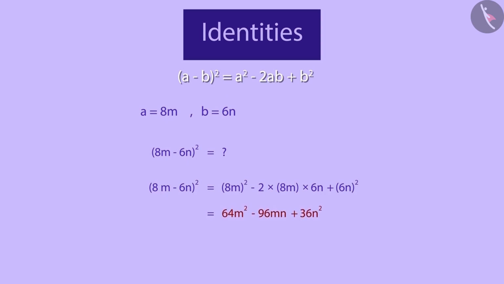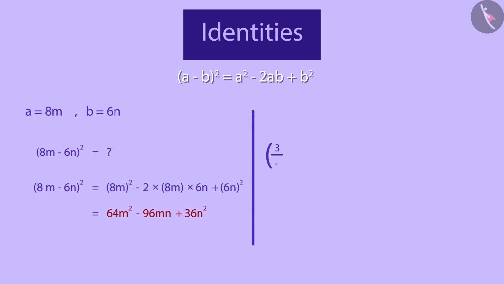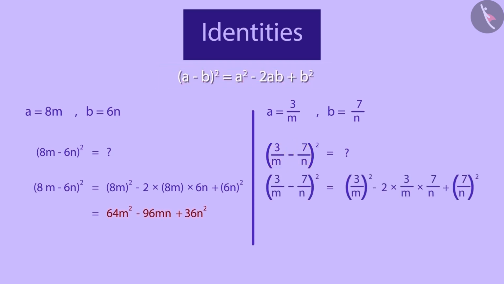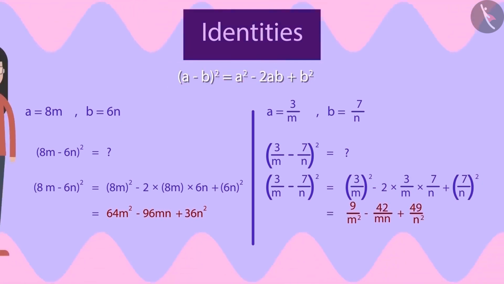Now, let's look at one more example. Can you find the value of 3 by m minus 7 by n raised to the power of 2? We know that we will have to use the same identity here. Can you tell what value should be taken for a and b? Here we will consider a as 3 by m and b as 7 by n. Substituting these values in the identity, we will get this. Simplifying it further, we will get this as our final answer.